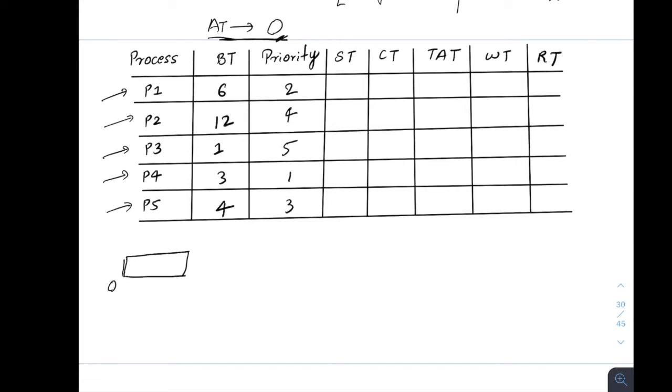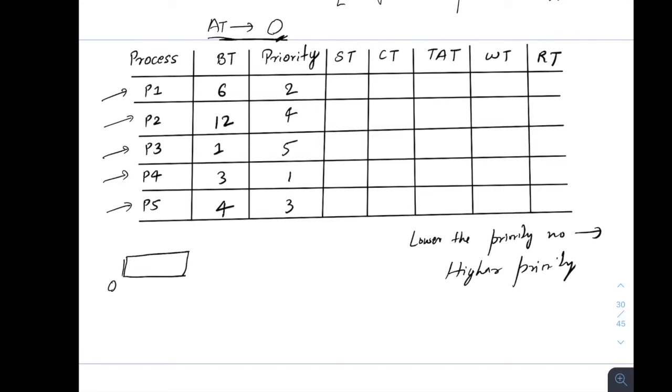And okay, now you have to check. So all have arrived at time 0, right? Now you have to select from the priority. Here, the lower the priority number, that implies higher priority. So I told you this will always be given in the problem, right?